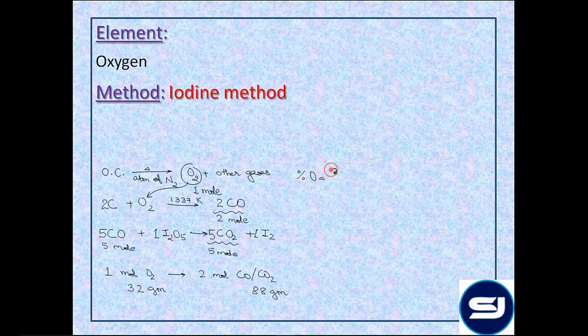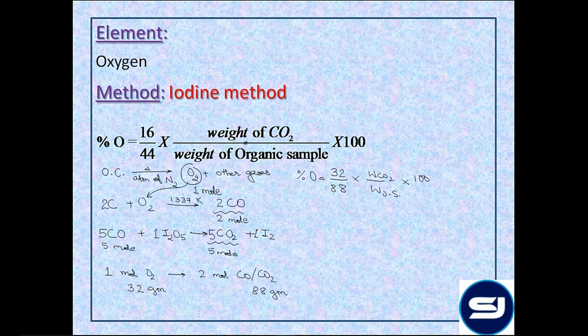So the formula is now simple. 32 gram oxygen present in 88 gram carbon dioxide into weight of carbon dioxide upon the weight of organic sample into 100. Now this 32 by 88 could also be written as 16 by 44. So finally we have the formula of percentage of oxygen as 16 gram of oxygen upon 44 gram of CO2 into weight of CO2 upon weight of organic sample into 100. So this is the iodine method for determining the percentage of oxygen.